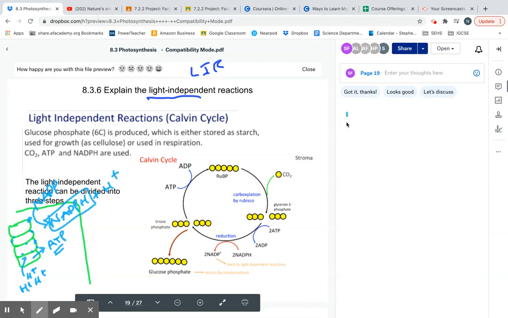So let's just review the products. In the LDR, our goals were to make ATP, which we did here, and also NADPH plus H.